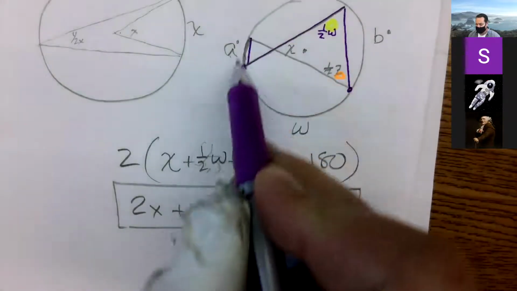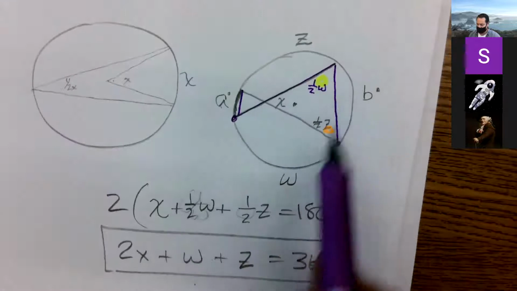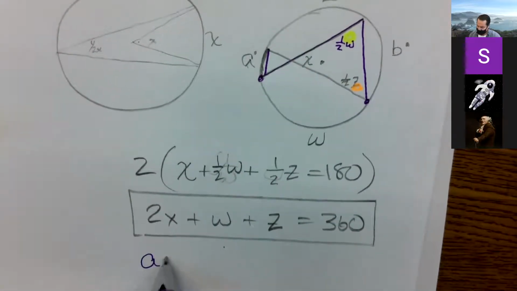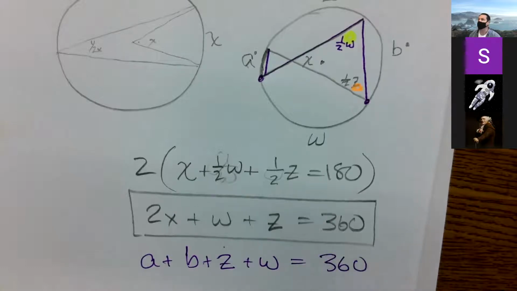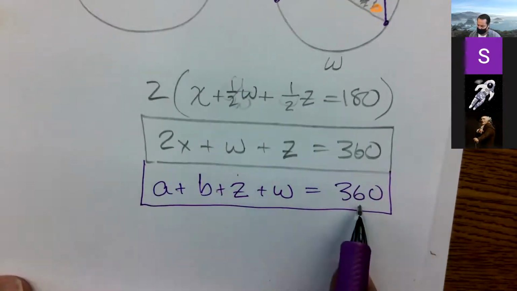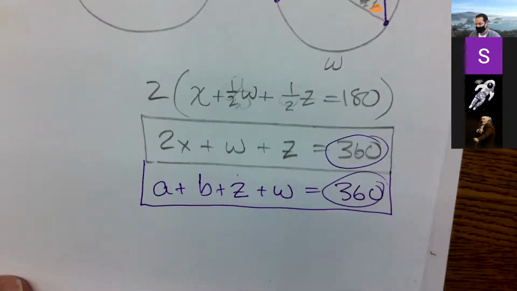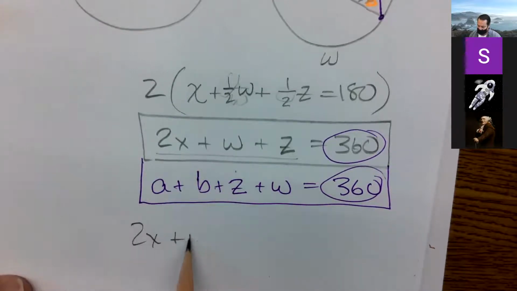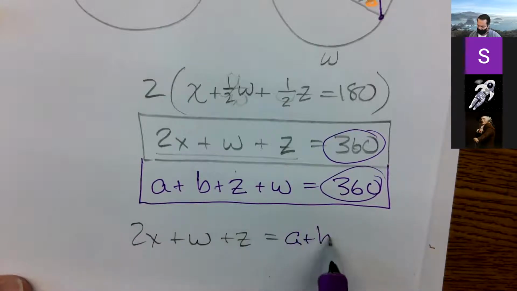Now, the outside of this circle has 4 different arc measurements. And if I were to add all 4 of those together, what would those equal? 360. So I'm going to say A plus B plus Z plus W equals 360. I've now got 2 equations, both of them equaling 360. So I'm going to set them equal to each other. I'm going to say that this part is going to equal this part because they're both equal to 360. It's a form of substitution to solve.